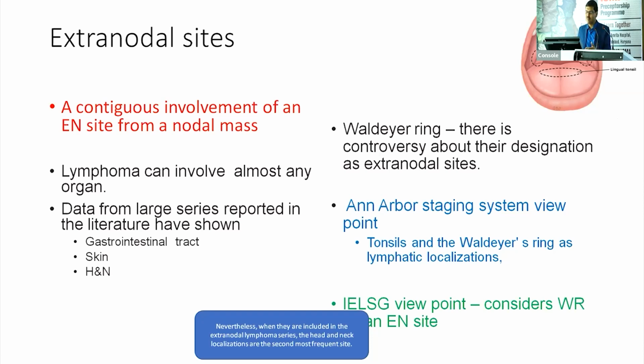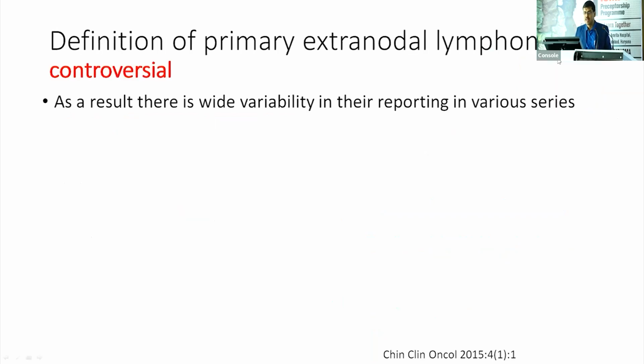And whenever you publish that data, always declare which definition you considered. My personal view, if you ask, is I always designate a patient having Waldeyer involvement as E, but I always write the site, whether it is adenoid, base of tongue, or palatine tonsil.